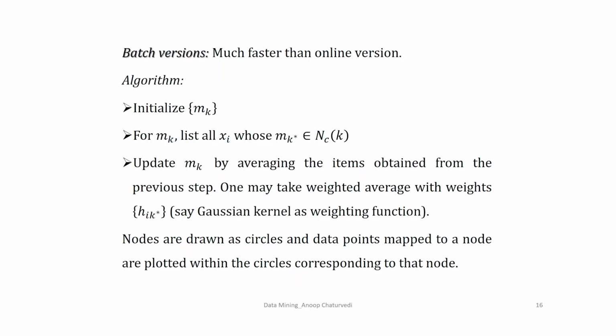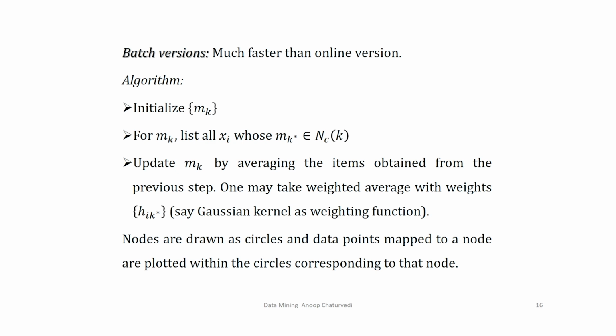Then we consider the batch version. The batch version is actually much faster than the online version. In the online version, we present the observations one by one. We select the observations from the learning set randomly and then we present them sequentially. In the batch version, we present all the observations at a time.